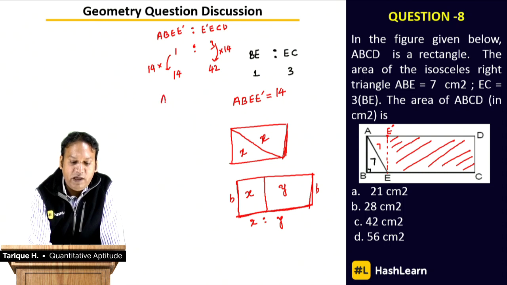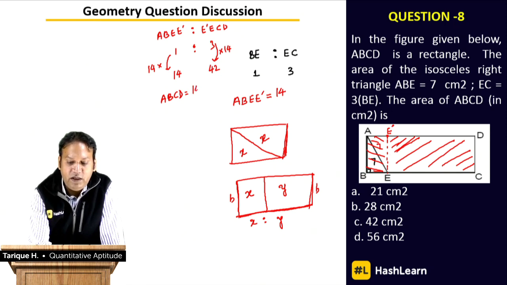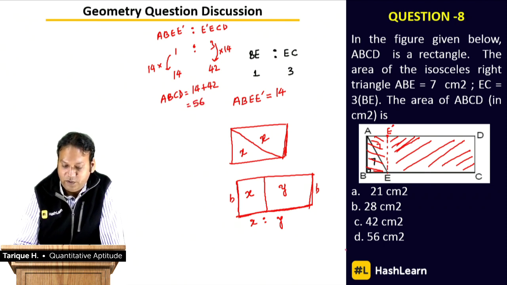And the area of ABCD, the total rectangle, is equal to the sum of these two areas. This area here is 14, and this area is 42. So adding the two areas, we get 14 plus 42, which is equal to 56. So that is the answer for question number 8, D.